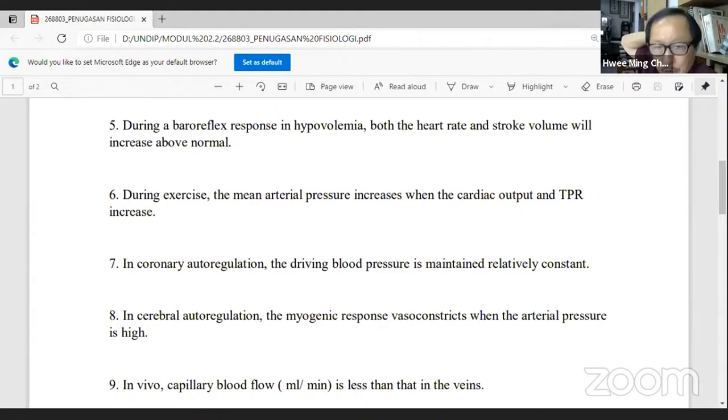So of course, the equation that every student knows, BP is CO times TPR. And in other situations, when you get an increase in blood pressure, it could be that both the determinants, CO, cardiac output, and TPR increase. But in the exercise situation, as Vanessa correctly said, the TPR actually is decreased. But the cardiac output, obviously heart rate and stroke volume, is increased. So during physical activity, the elevated blood pressure is due solely to the cardiac output, not to both, because the TPR is actually decreased.